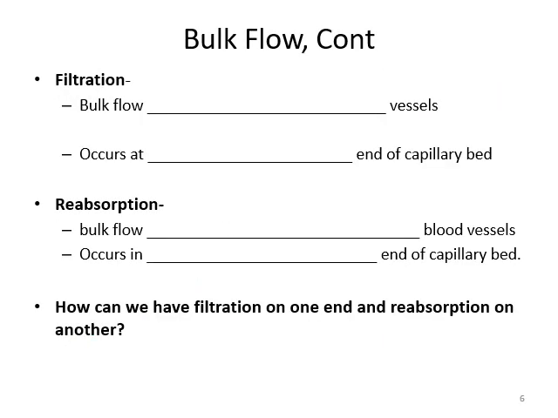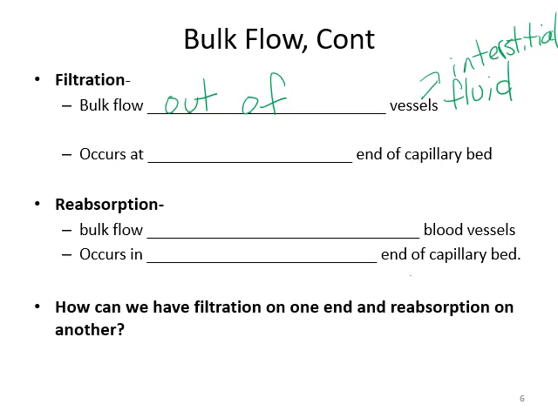So we use two different terms to describe the direction of bulk flow. Filtration is bulk flow out of the vessels. And where does this stuff go when it goes out of the vessels? It's going to go into the interstitial space or interstitial fluid, which is just the fluid around cells, and then cells from there can get what they need out of that fluid. Okay, so filtration, bulk flow out of the blood vessel.